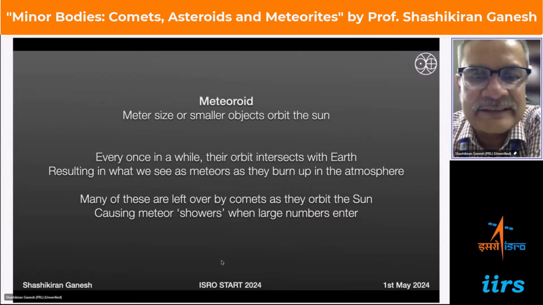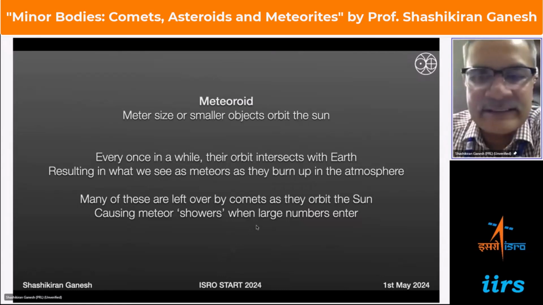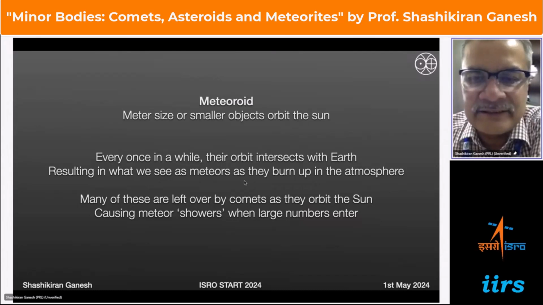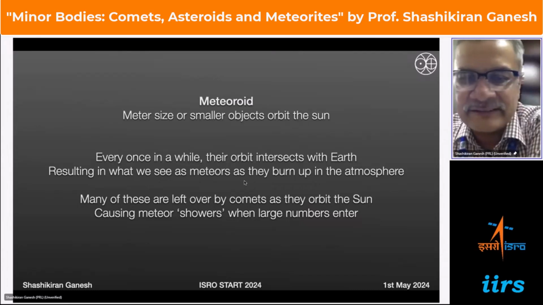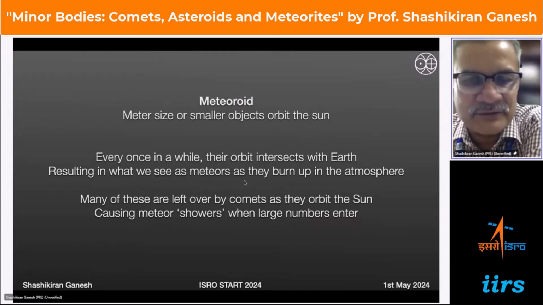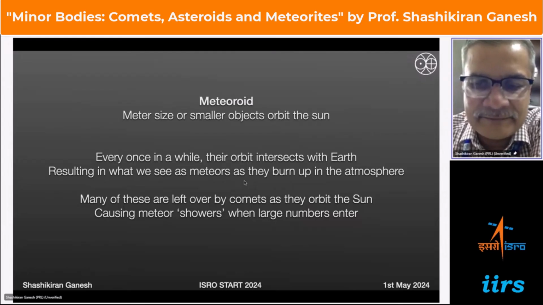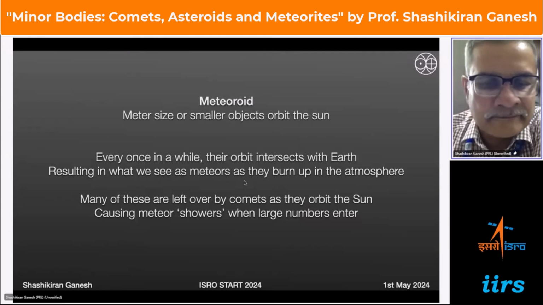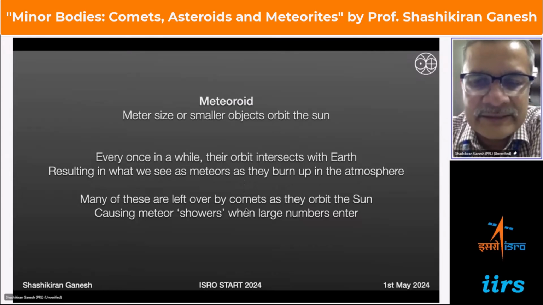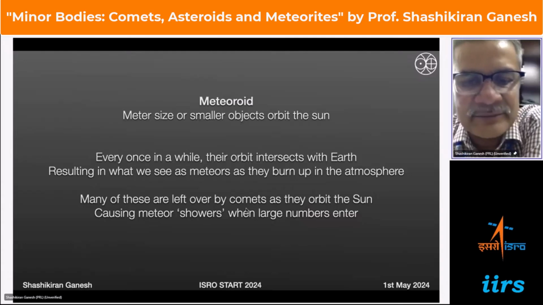So these meteoroids are meter-size or smaller objects which orbit the sun. Every once in a while, their orbit intersects with the Earth, resulting in what we see as meteors as they burn up in the atmosphere, right? Now, many of these meteoroids are left over by comets. As I showed you in some of the photos, they leave a lot of dust and material as they orbit the sun. When these orbits intersect with the Earth's orbit, they can enter the Earth's atmosphere in very large numbers, thus causing meteor showers.